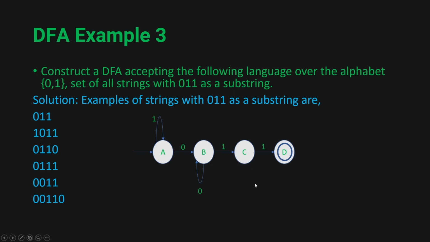What about state C? If we get 0 over here, then we are going to come back to state B. So it's going to be like this. We get 0 from state A, we go to B. From here we get 1, we go to state C. We get 0, we come back to state B. And then we get 1, 1, then we reach the final state.